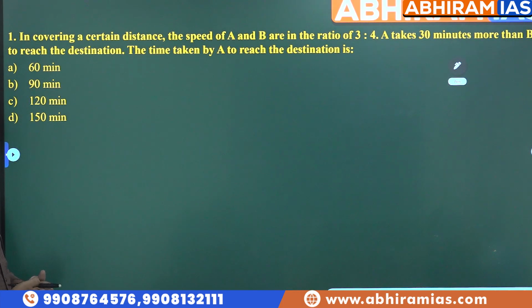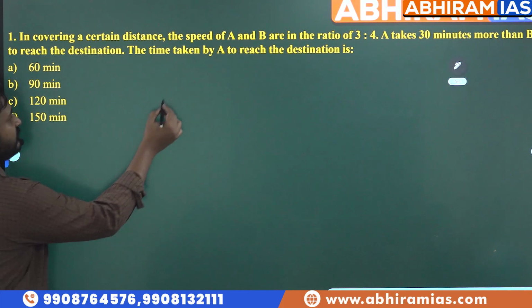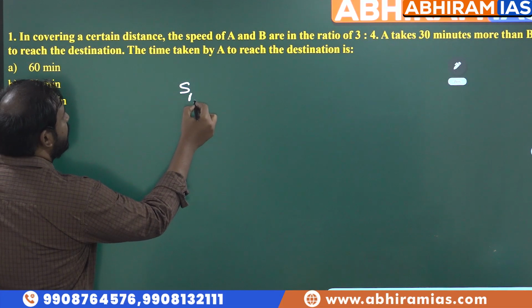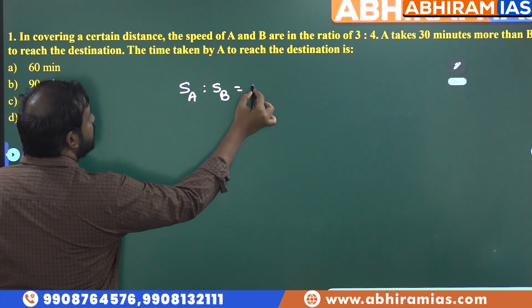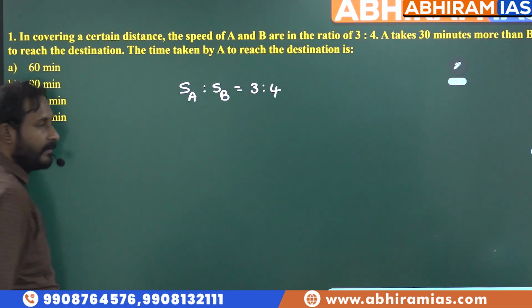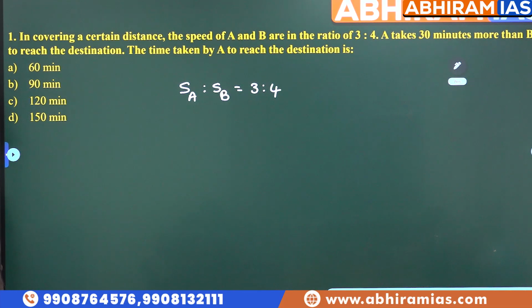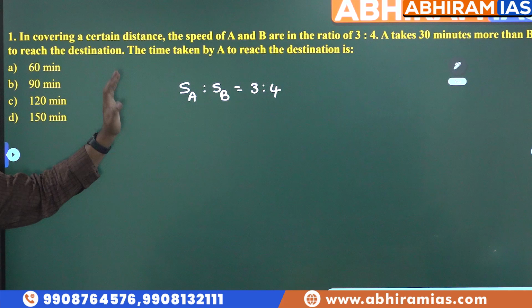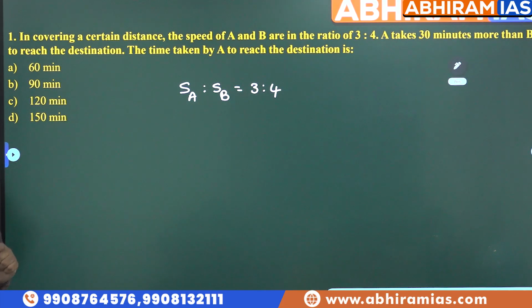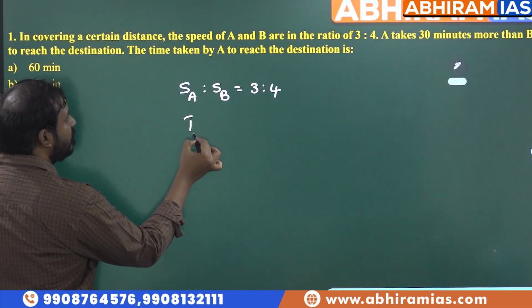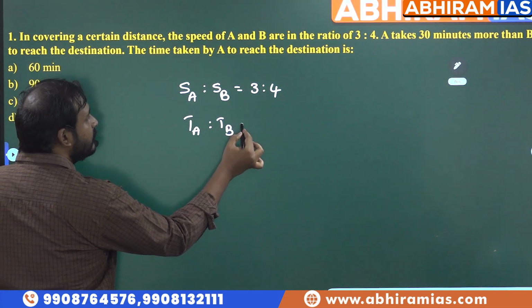Now see here. In covering a certain distance, the speeds of A and B are in the ratio of 3:4. If A takes 30 minutes more than B, what is the time taken by A? Speed of A is to speed of B is 3:4. Here distance is the same, right? When distance is constant, what is the relation between speed and time? Inversely proportional to each other. Now tell me, what is the ratio of time taken by A to time taken by B?